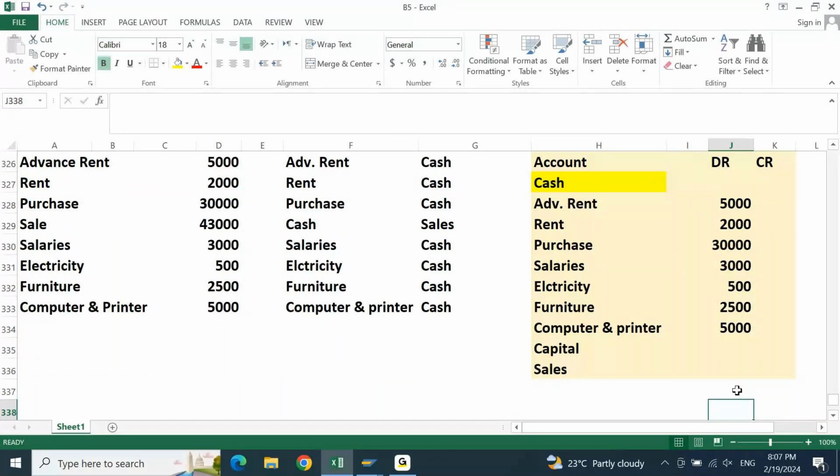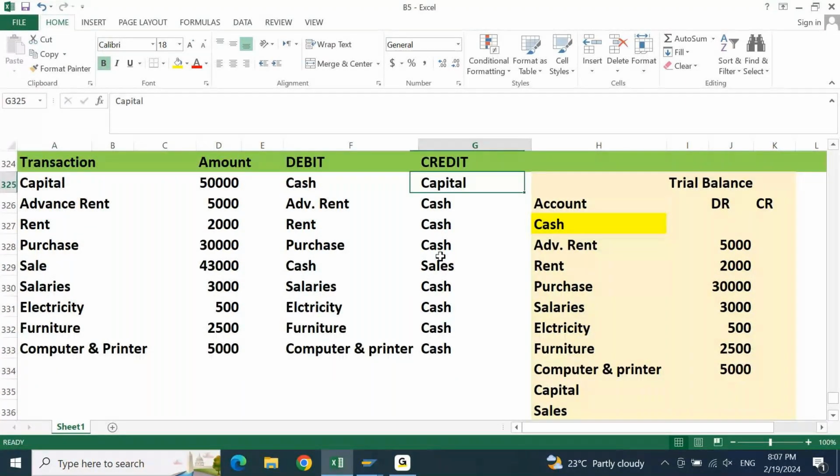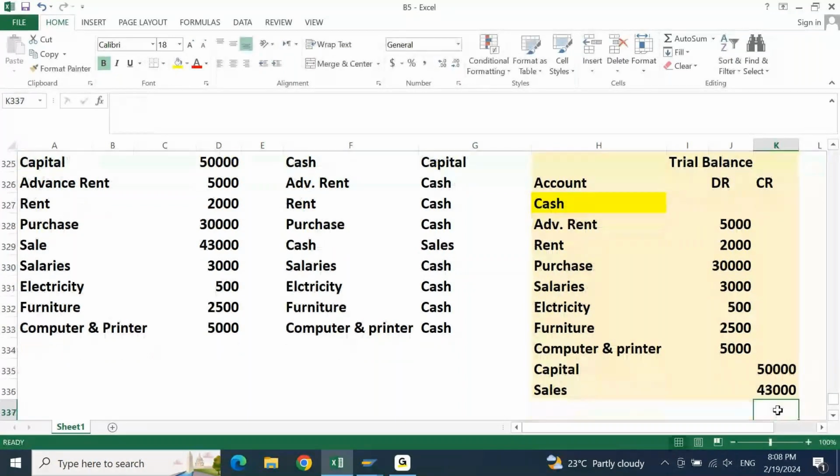After this, next one is capital. If I look at the entries, capital is on the credit side. Amount is 50,000. I am going to take capital on the credit side for 50,000 here. Next one is your sales. Sales is appearing on the credit side. Amount is 43,000. I am going to take 43,000 here. Now we have listed everything except cash. Why did we not write cash? Because cash is appearing more than one time.